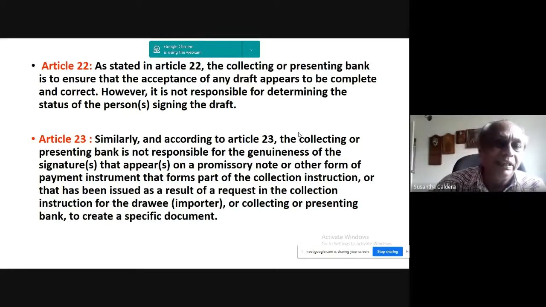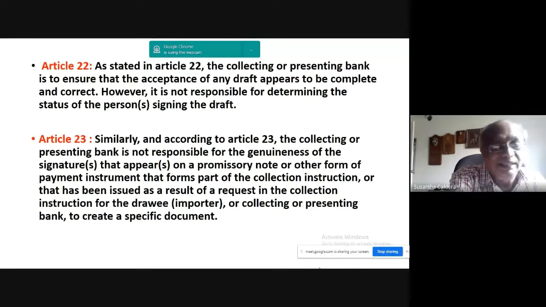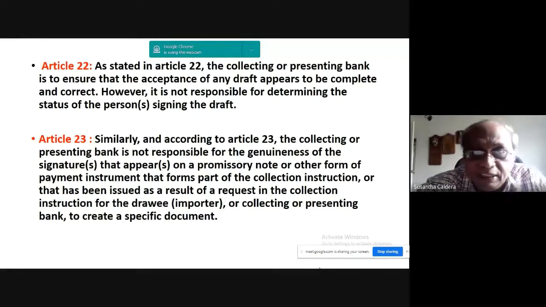Article 23 deals with promissory notes and other instruments. The presenting bank is not responsible for the genuineness of any signature or for the authority of any signatory to sign a promissory note, receipt or other instruments. Same as Article 22. Right?